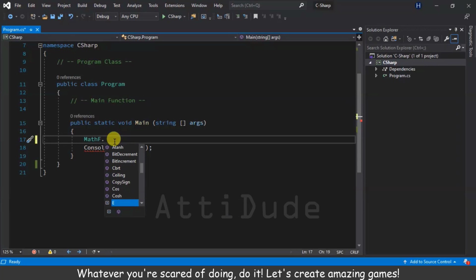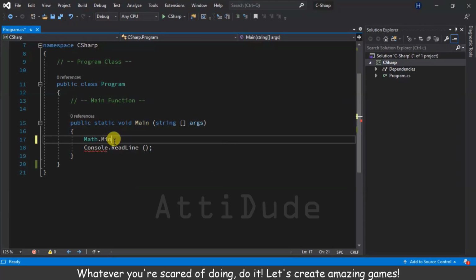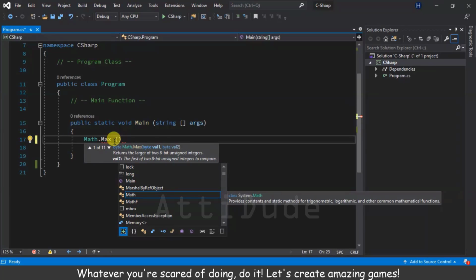We have these, a lot of different functions that we can get. And I'm gonna use primarily Math. I'm gonna write Min or maybe Max if possible, and you can see we have bytes. Then if we just scroll this down, we have decimals, we have doubles, we have floats, we have ints, we have long.